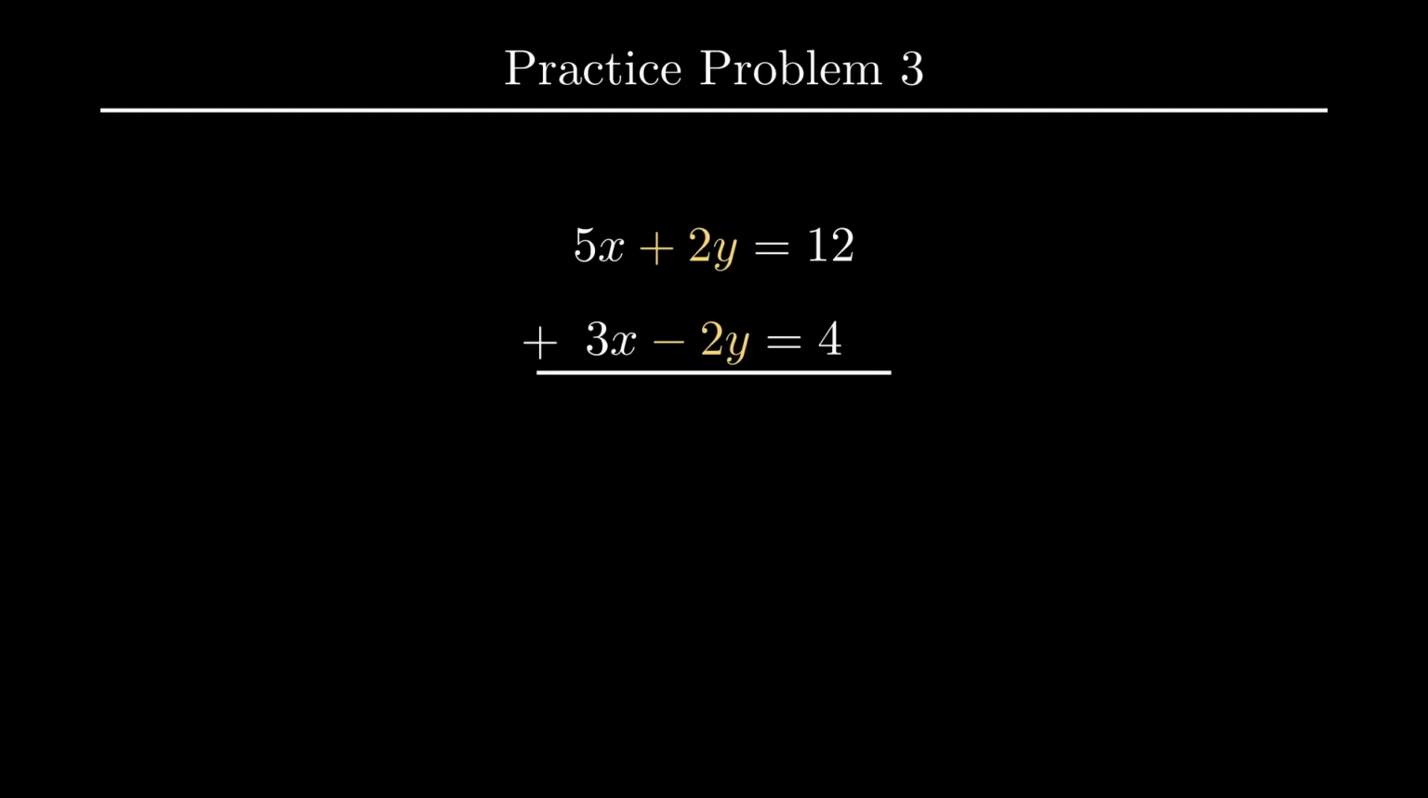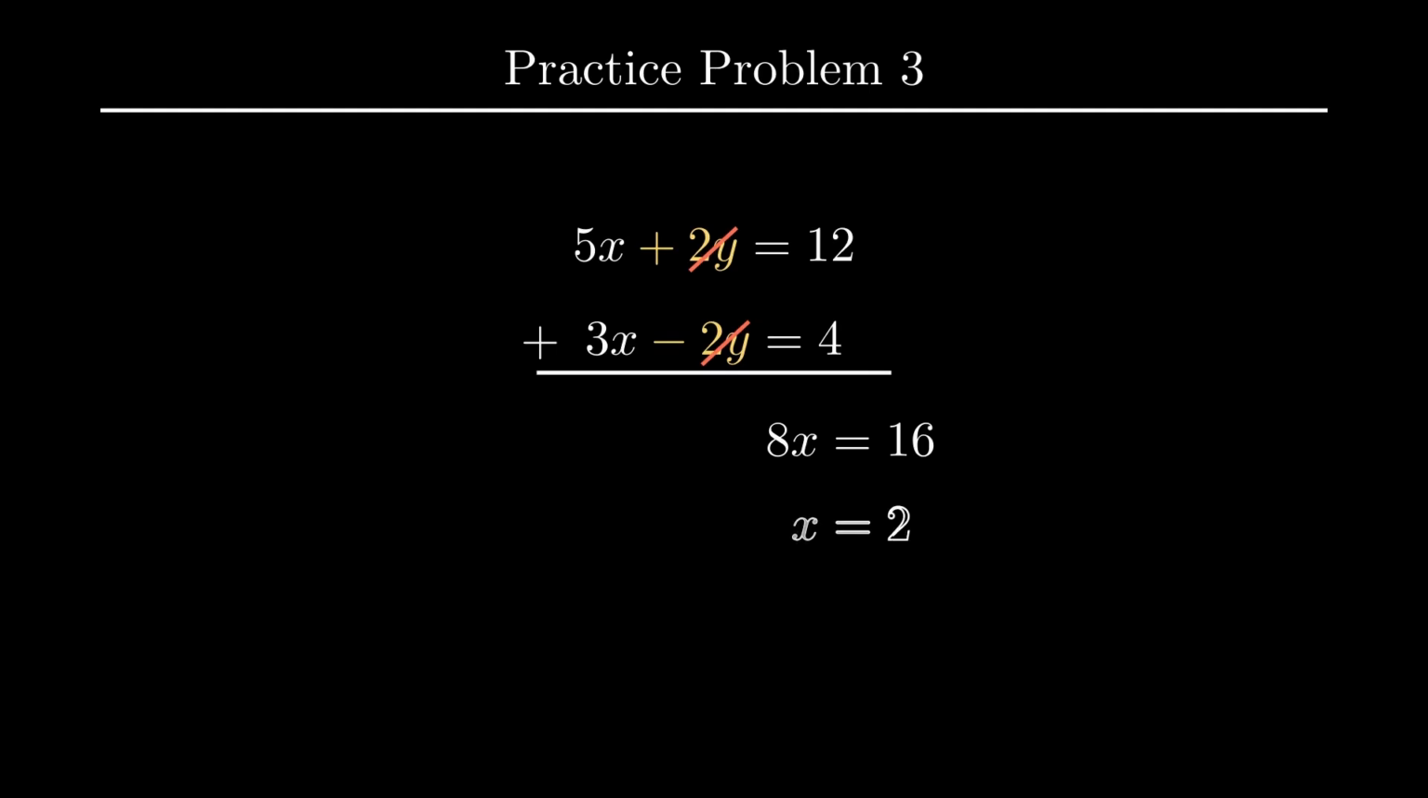Now that we've learned how to do elimination, let's try a practice problem. Say we have the equations 5x plus 2y equals 12 and 3x minus 2y equals 4. Do we see how the x's and y's are perfectly lined up? And even better, we have a positive 2y and a negative 2y. They are perfect opposites. Now when we add them straight down, they cancel out.